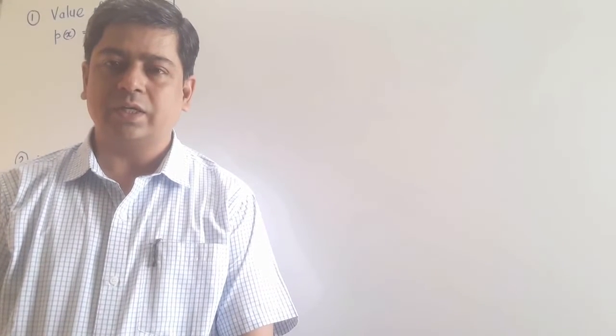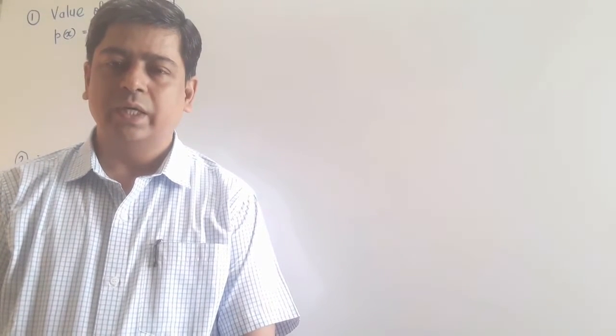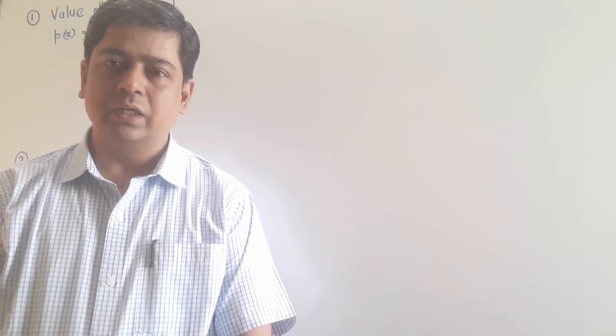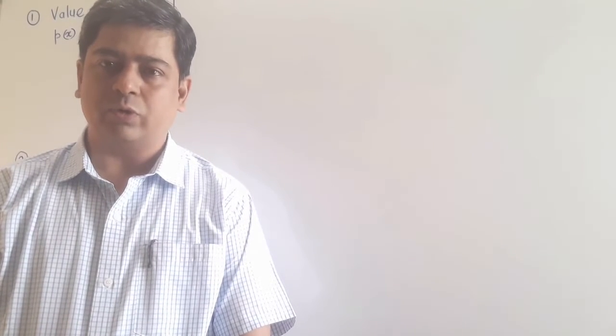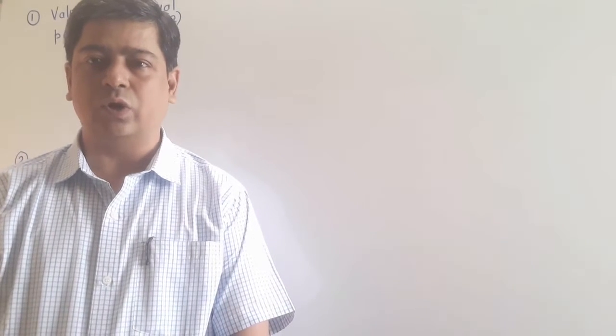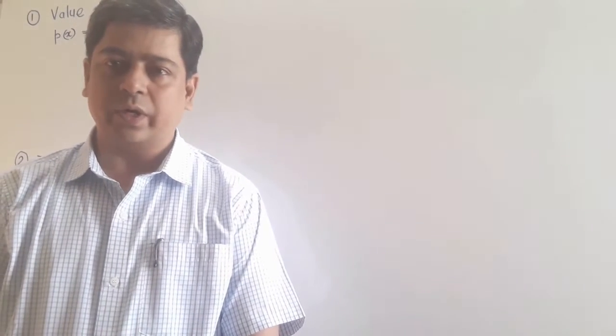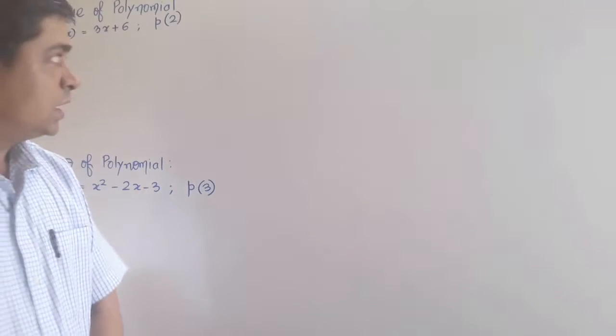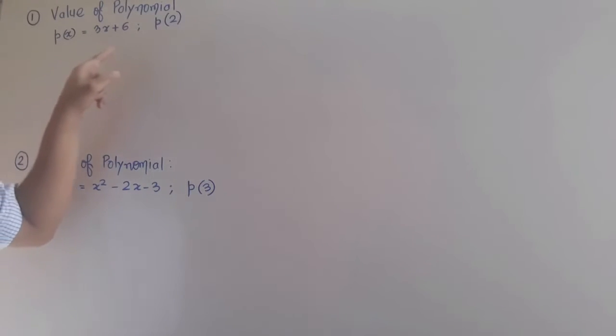Today we are going to start the questions of type 2. In that, especially we shall deal with two subtopics. One is value of a polynomial and second one is zero of a polynomial. So let's see what are these two fundamentals with the help of examples. Okay, so first one I am going to start is value of a polynomial.